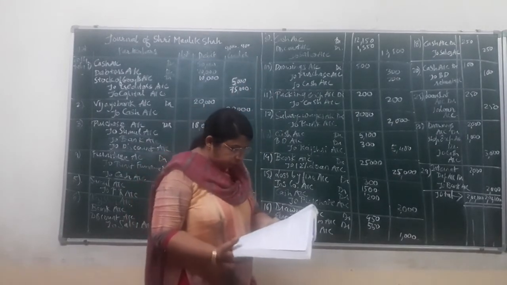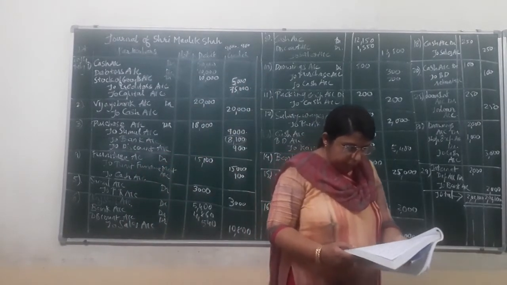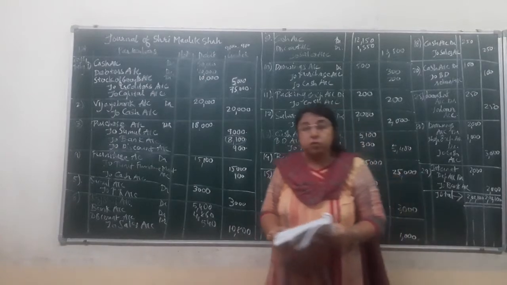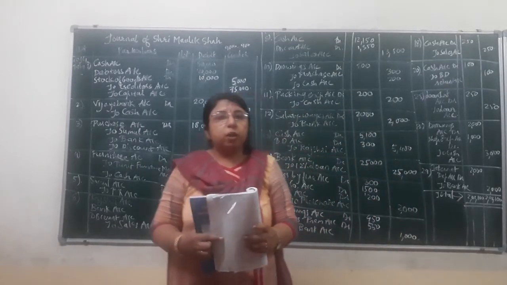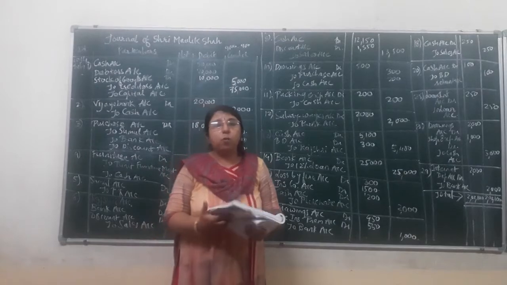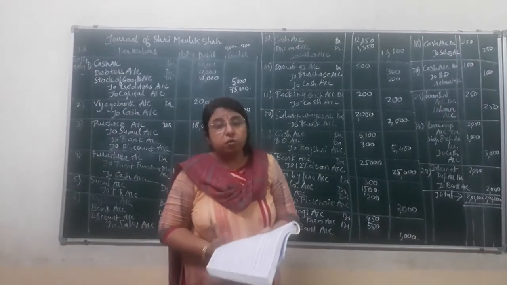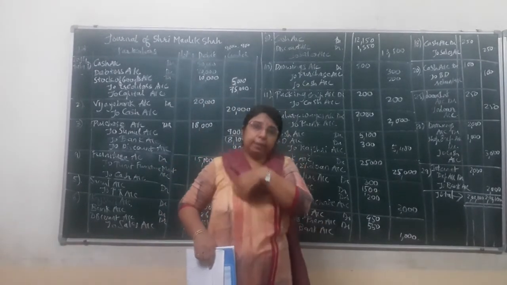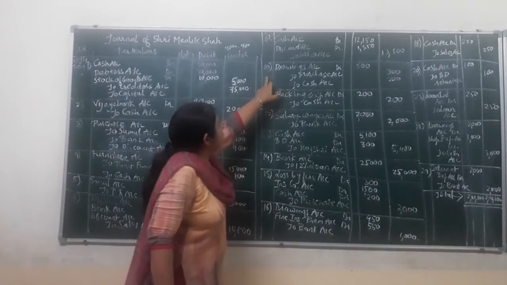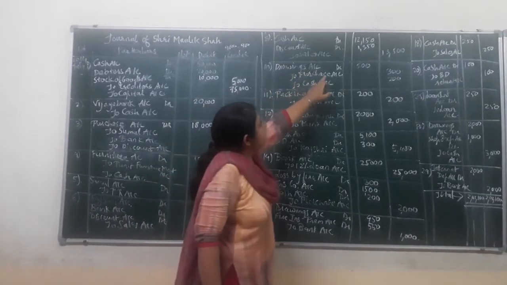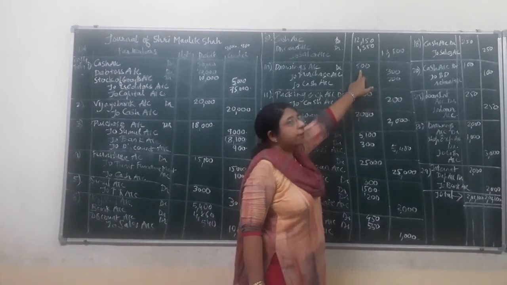On 10th date, withdrawn goods of rupees 300 and cash rupees 200 for personal use. Now these two things, goods and cash, that we have withdrawn for personal use. Whenever the word personal use comes, drawings account will be debited. Okay. So here you can see the journal entry that I have written. Drawings account debit, that is total of 300 plus 200, 500.